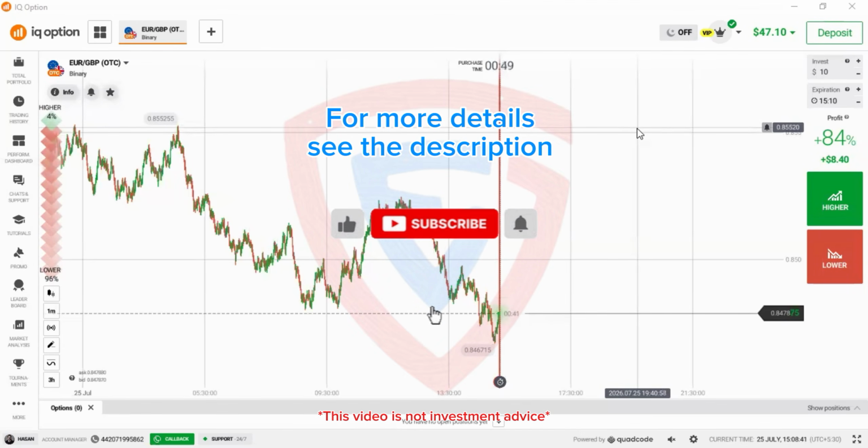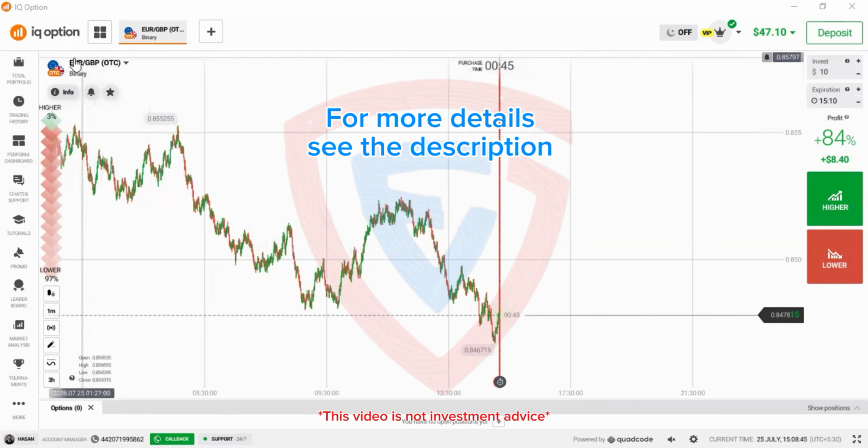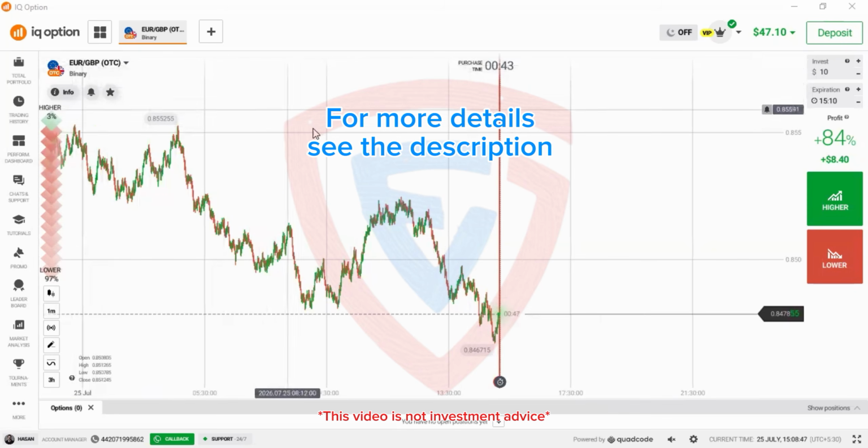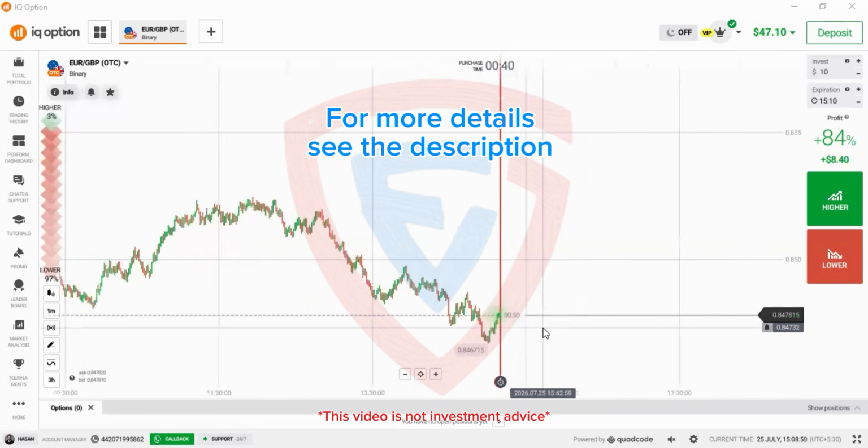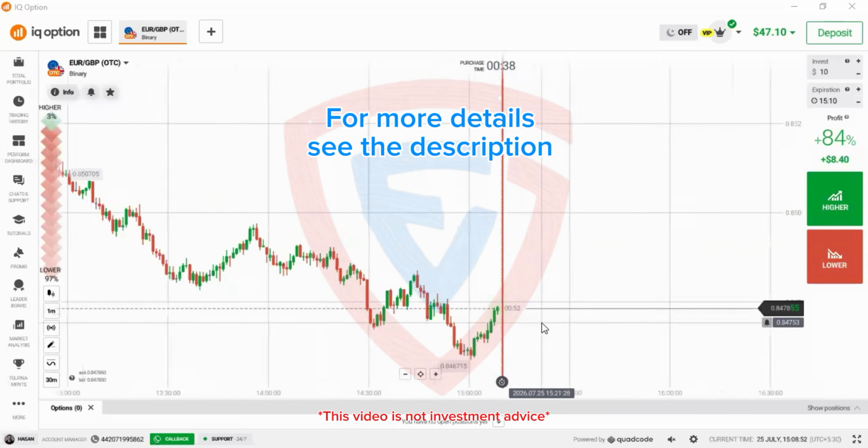Today I'm going to show you how to take trades with market structure. Let's start now. This is the EUR/GBP pair. What is the market? The trend is a downtrend here and the minor trend is an uptrend.